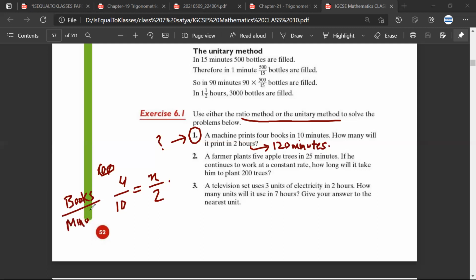Is it okay? Yes, sir. So when you write this, you will never make a mistake. So books upon minutes. This is my books and this is my minutes. How many will it print? So this is my books and this is my time. Sarthak, am I correct? Yes, sir. Then I'll cross multiply.